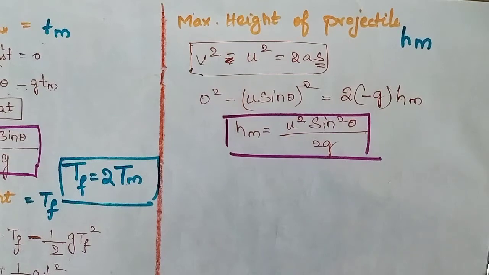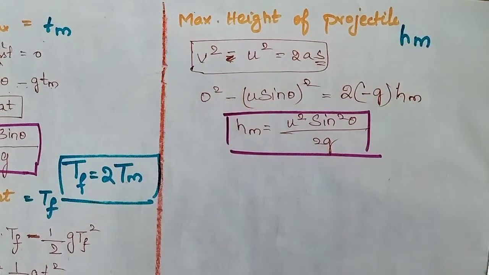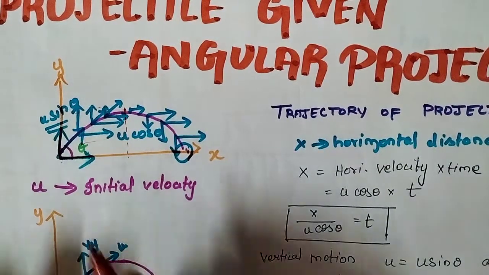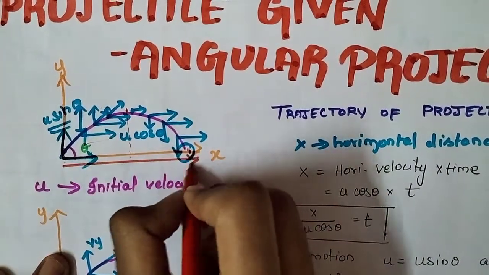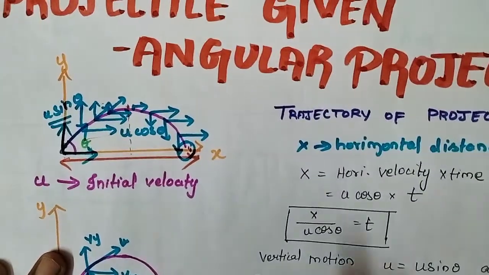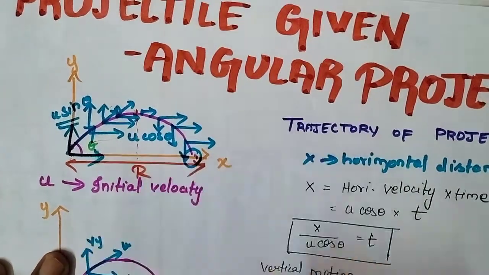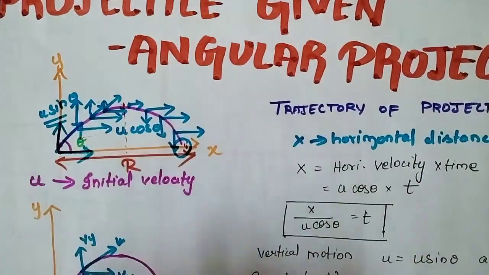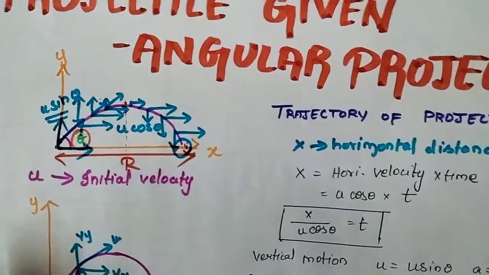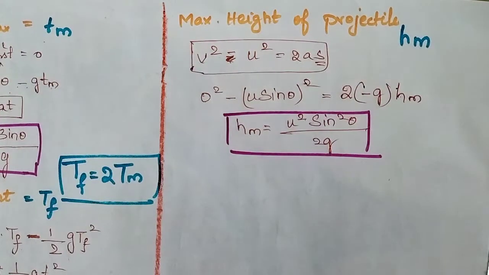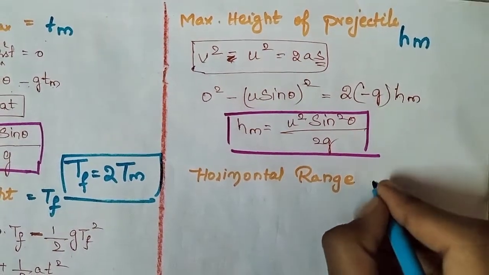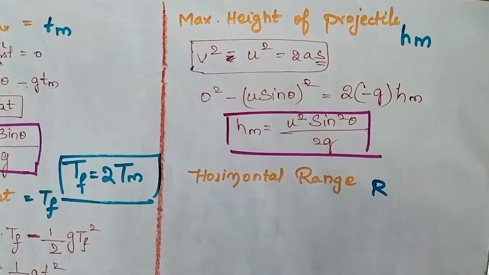Now let's move on to the horizontal range. What does horizontal range mean? Take this diagram, you will get this distance as the horizontal range. Let us take it as R, children, R. Now what will be the horizontal range for a particular theta? That we will find out. I told you already, R is the horizontal distance traveled by the projectile during its time of flight.